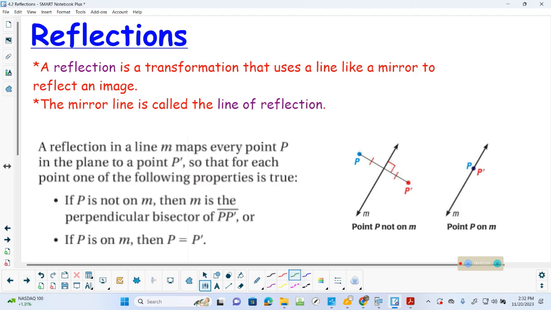Let's start with that. So a reflection, first blank you have to fill in, is a transformation that uses a line like a mirror to reflect an image. And of course the mirror line is the line of reflection. So I'm going to give you a minute to fill all that stuff in on the blanks on your notes.